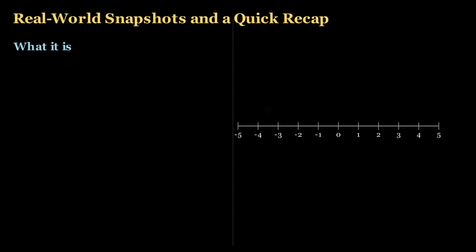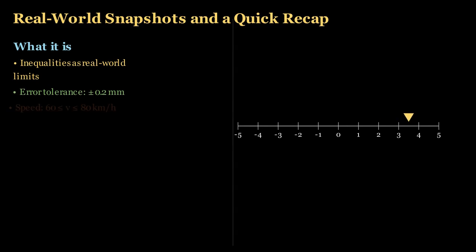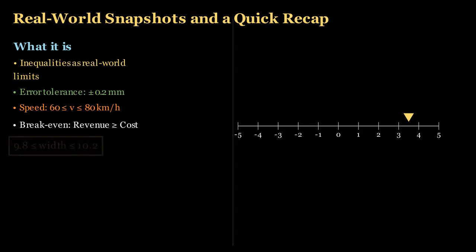We've spent this whole lesson learning the rules of inequalities on a number line. Now let's see why we bothered. Inequalities are not just abstract math, they are the language of real-world limits. Think of a factory making metal bolts. The design says the bolt must be 10 mm wide, but no machine is perfect. So the engineer sets a tolerance: the actual width must be between 9.8 and 10.2 mm.